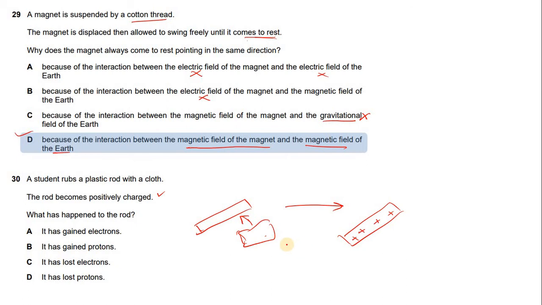And the reason is, due to rubbing, electrons from the rod transferred to the cloth. So the rod has lost electrons. Remember, protons do not gain or lose. So B and D are absolutely wrong. Protons do not move, gain or lose. It is electrons that are lost, that's why we have a positive charge. So option is C.